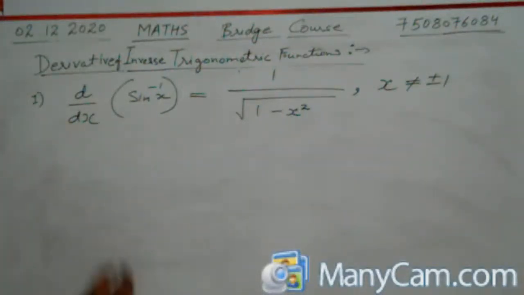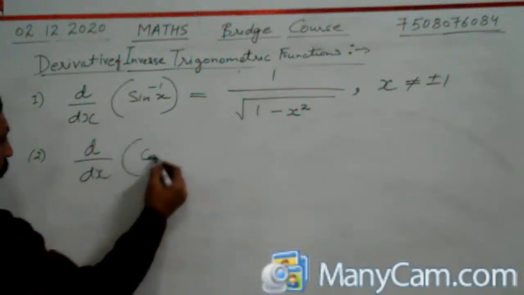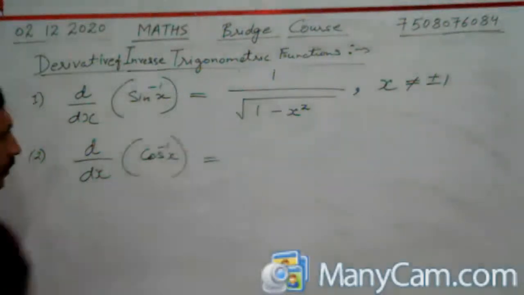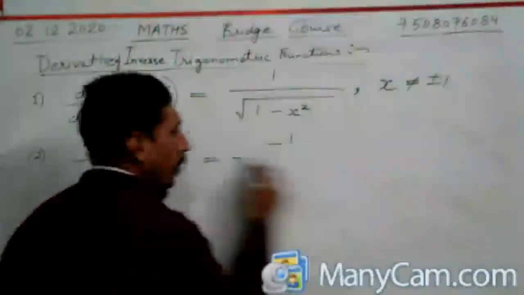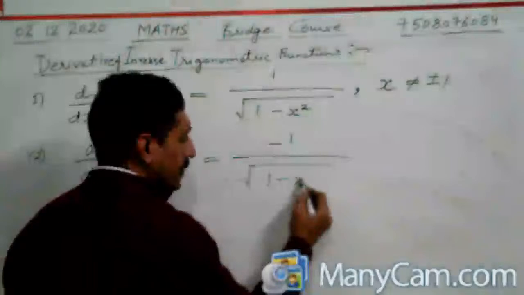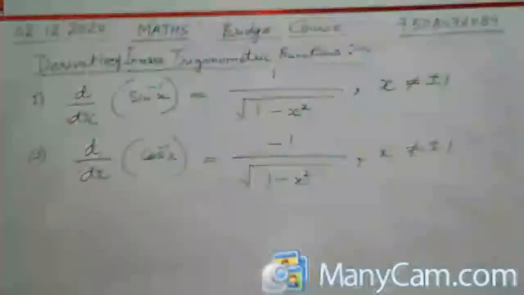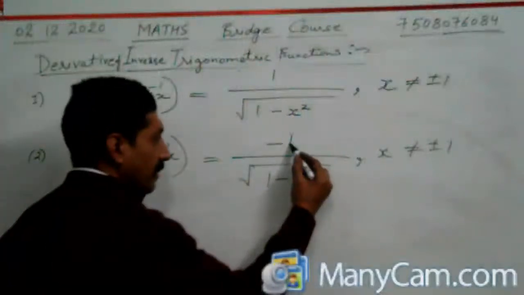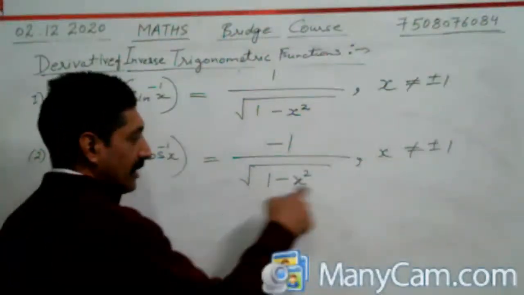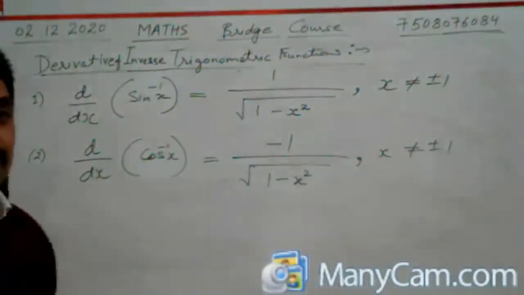In the same way, the derivative of cos inverse x is minus 1 upon under root 1 minus x square, where again x is not equal to plus minus 1. Here it is 1 upon under root 1 minus x square, and here it is minus of 1 upon under root 1 minus x square. So this is the derivative of cosine inverse x.